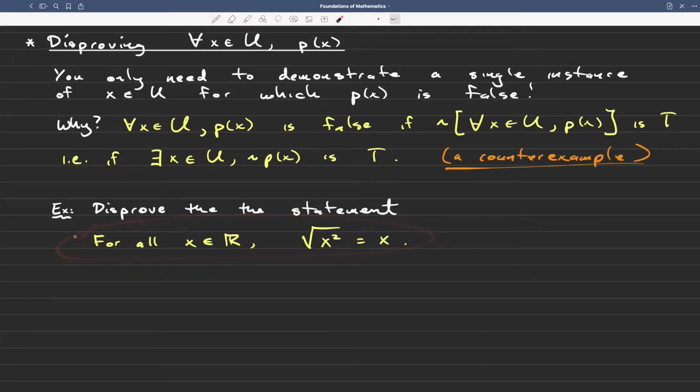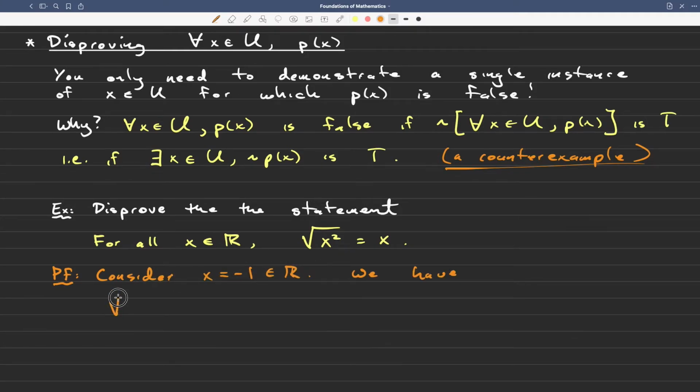You may be confused at this point thinking, what? That's certainly true, isn't it? Every time I take the square root of x squared, I should get x because square roots and squares cancel each other. But it's not quite true. Let me give you an example of why it's not true. Well, consider x equals -1, which is certainly a real number.